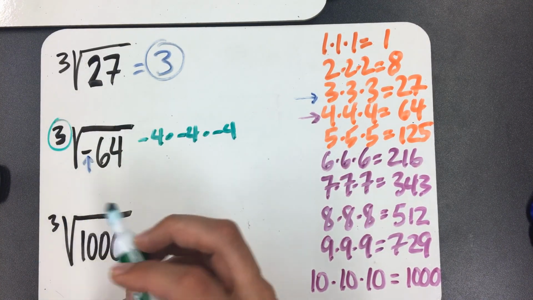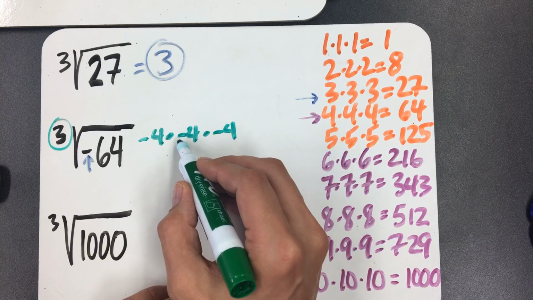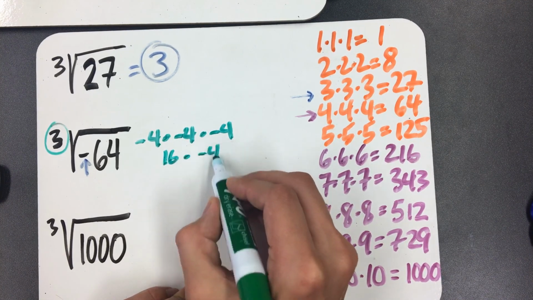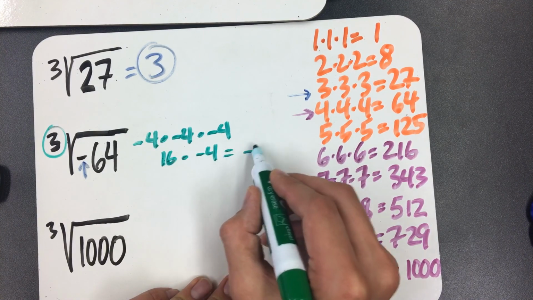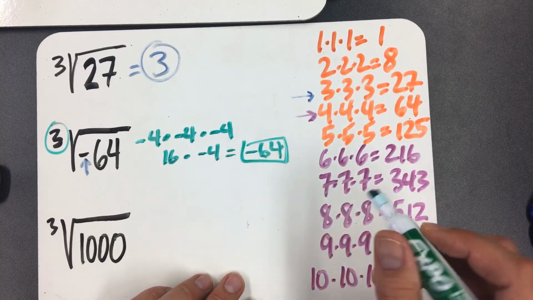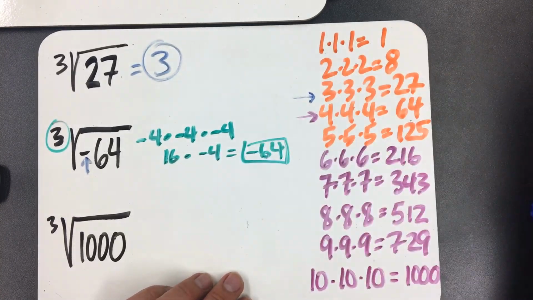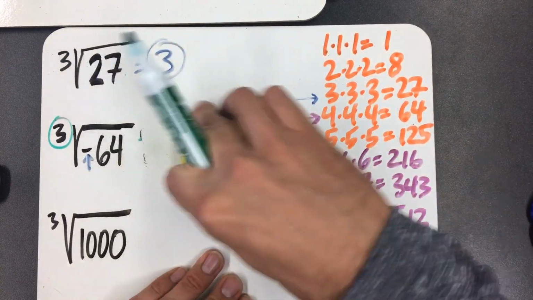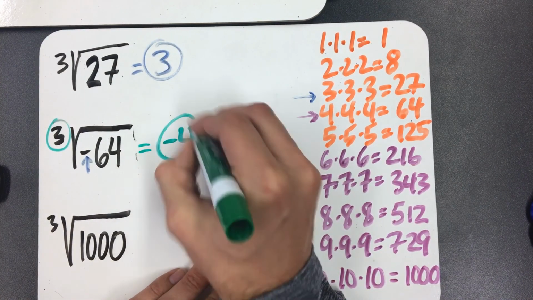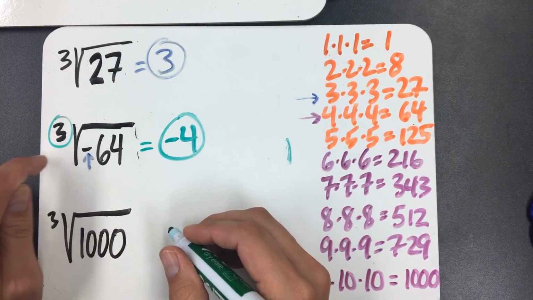If it was square root, it would not work. Because look, negative 4 times negative 4, that's positive 16. Does positive 16 times negative 4, the signs are different? So the answer is negative. Look, it does work. See, it does equal negative 64. So the answer to this one is possible. Negatives are okay when it is a cube root.